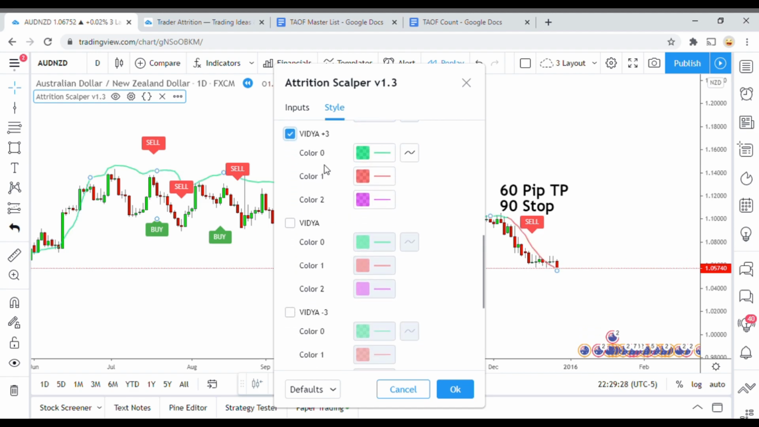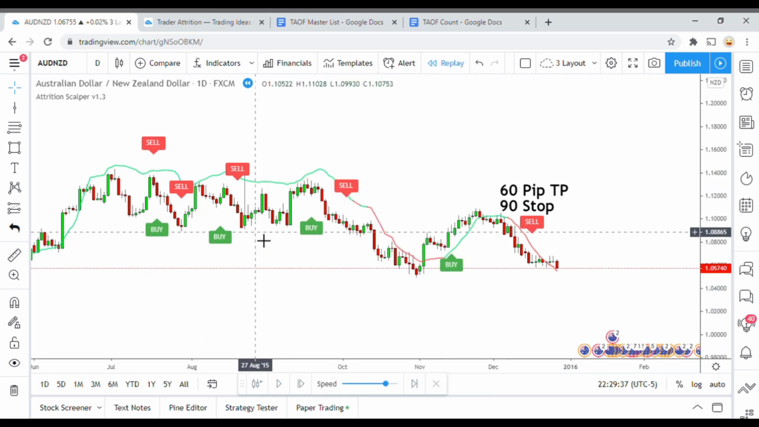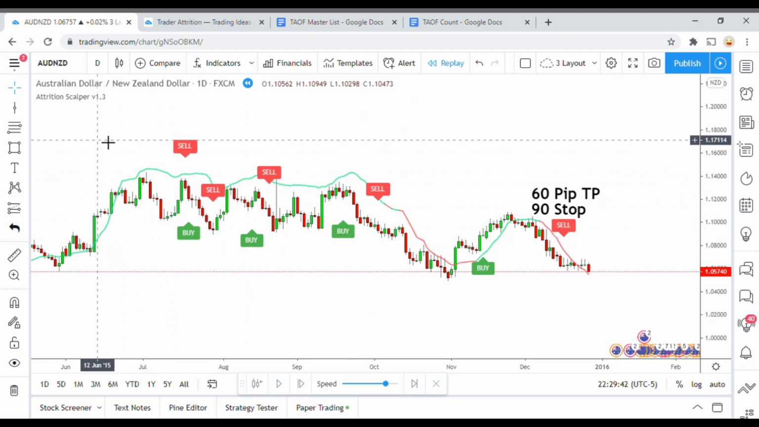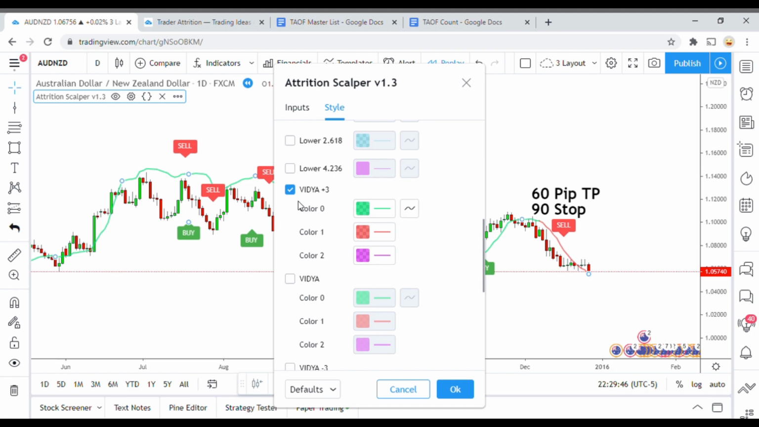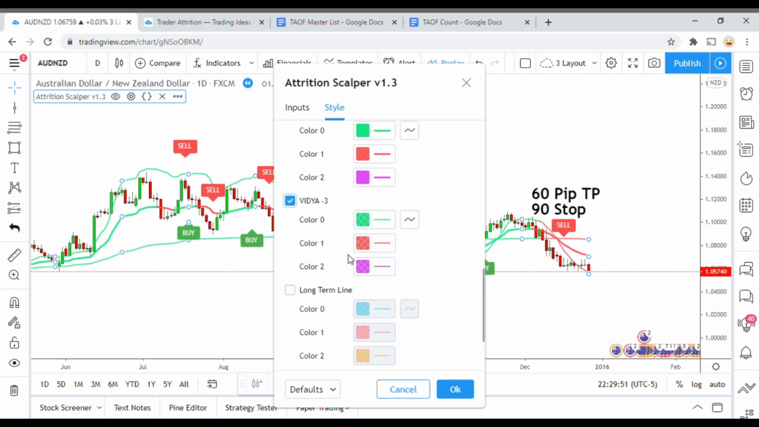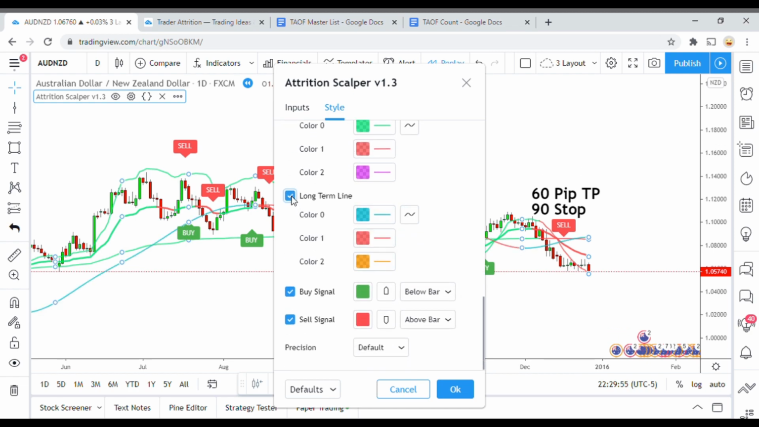And then you have these different levels of oscillating support and resistance lines that it creates: the VIDYA +3, the standard VIDYA, the VIDYA -3, and then the long term, which is what we changed a minute ago when changing time frames.